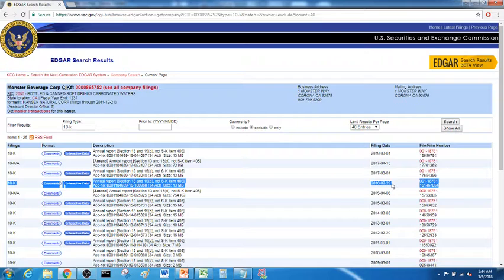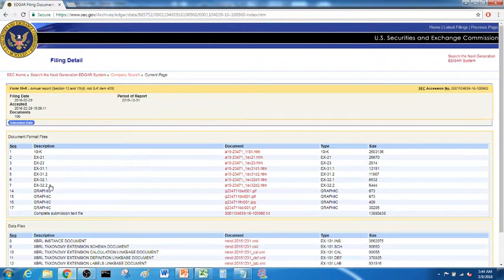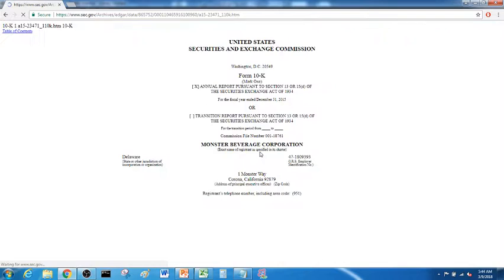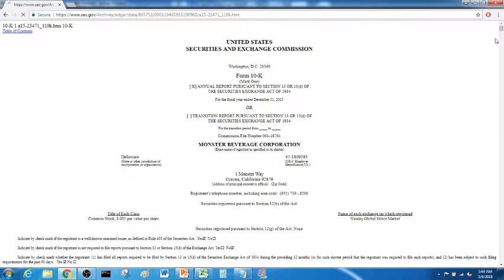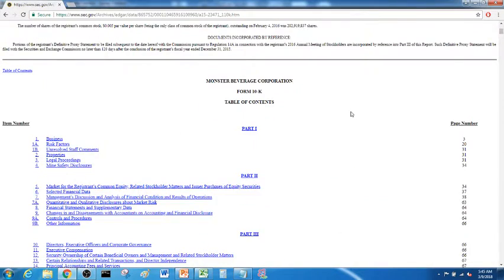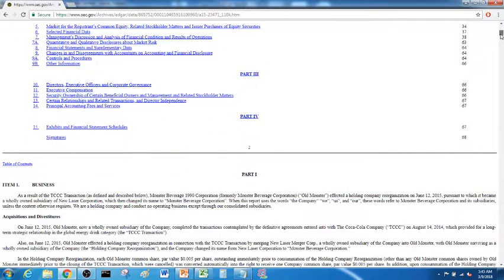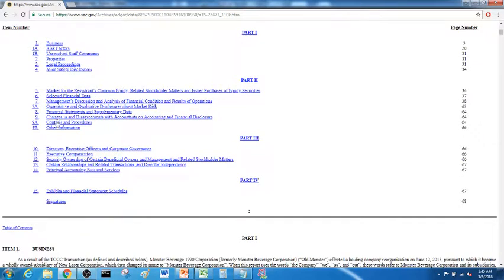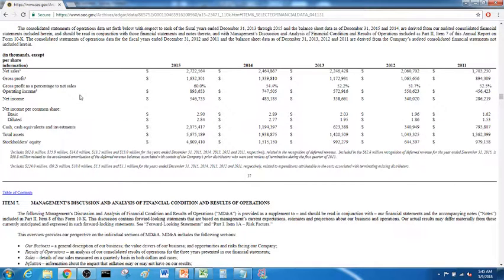So this one does not account for the stock split. The stock split happened in November of 2016. This annual report was filed in February of 2016. So we'll look at documents and then we'll look at the 10-K itself. All right, I love it. And then scroll down to the consolidated operations or financial data. Here we go. Selected financial data is what we want.